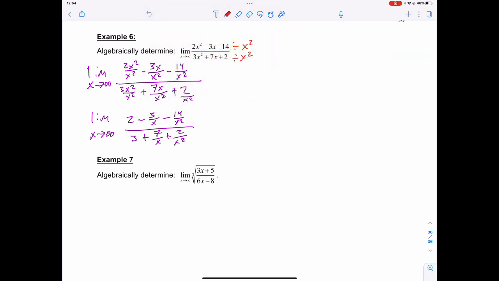And as we've already seen from our previous patterns, all of these are going to tend towards 0, which means that this is just going to leave us with 2 over 3 is our limit.